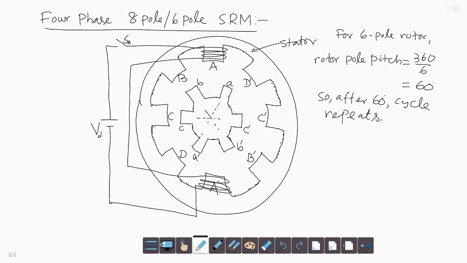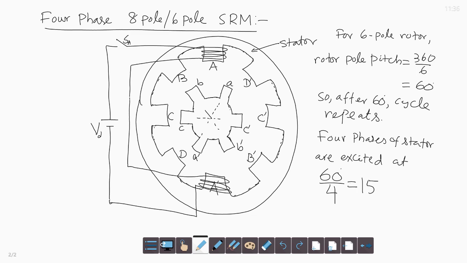So, there are 4 stator phases. The 4 phases of the stator are excited within the rotor pole pitch cycle of 60 degree, and there are 4 phases. So, after every 15 degree interval, the phases are sequentially switched.